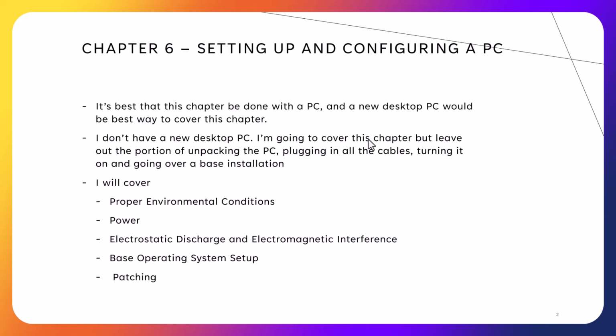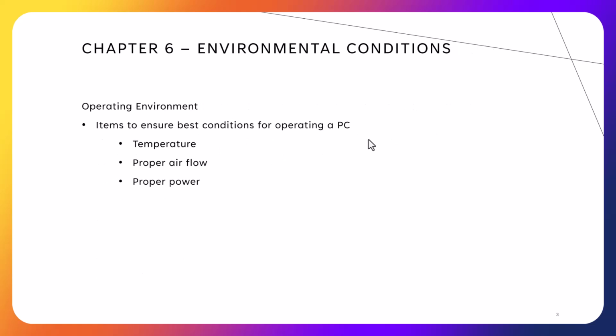What I will cover in Chapter 6 is your power conditions, proper environmental conditions, electrostatic discharge or ESD, electromagnetic interference or EMI, your base operating system setup, and patching. In your operating environment, this is what the system is going to be operating in. It's best to ensure that the PC has proper temperature, airflow, and power.